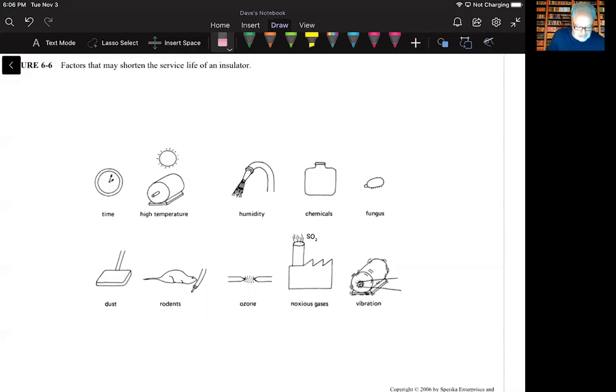So as we can tell, it's a big deal in terms of the effect that it has on electrical machines. And in a lot of applications, it's a forgotten factor. Some of the other factors outside of temperature that might contribute to the deterioration of insulation are listed here in Figure 6. Just a general category of time.